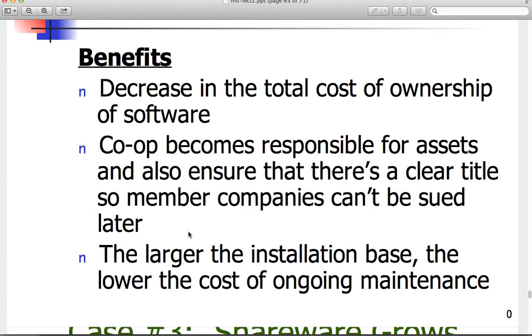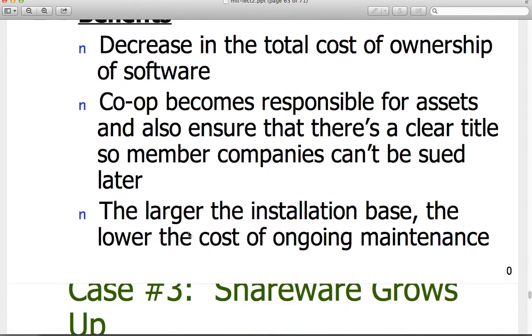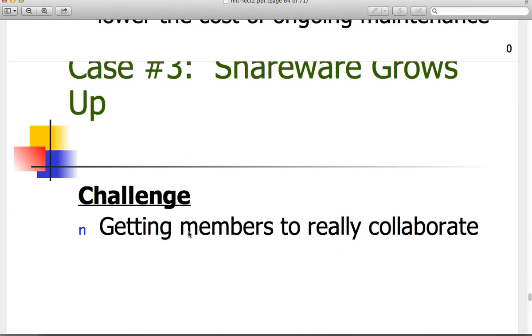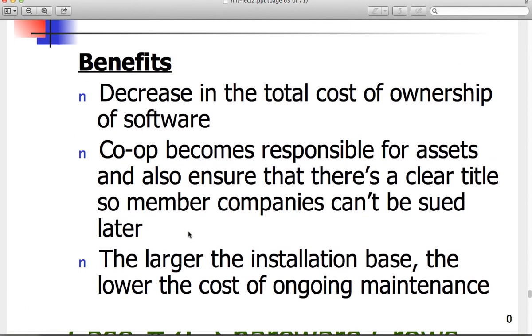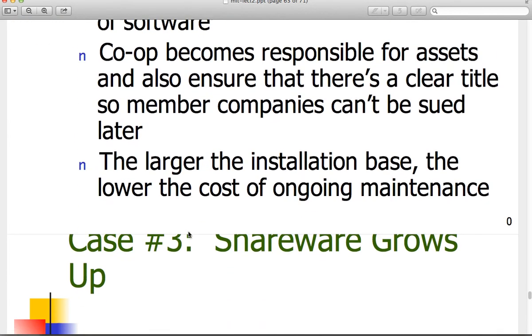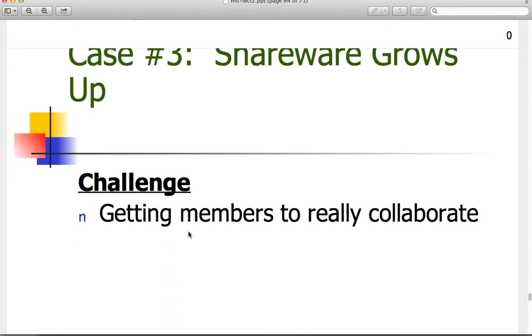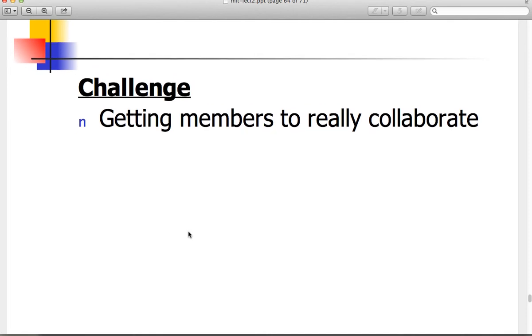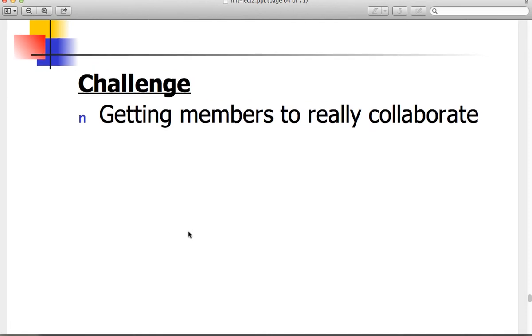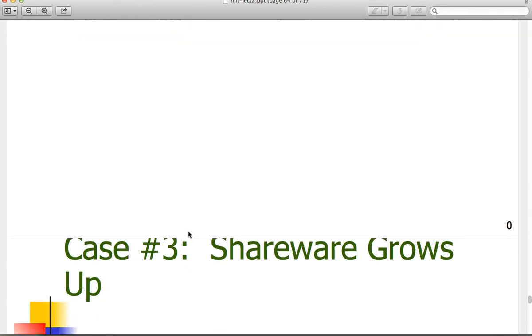It's not just one guy working on it. It's an entire community of developers working together on that. So that's the concept in terms of being able to work together, to come up with knowledge as teams and knowledge as cooperations among different companies. The challenge is getting members to really collaborate. Communication is not really a challenge, it's the collaboration that's the challenge.